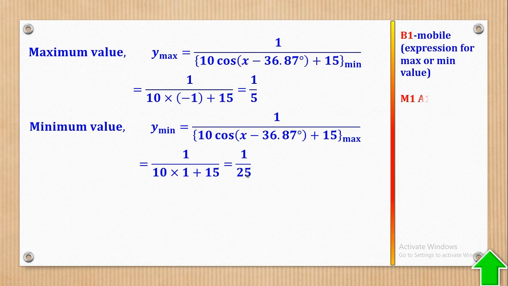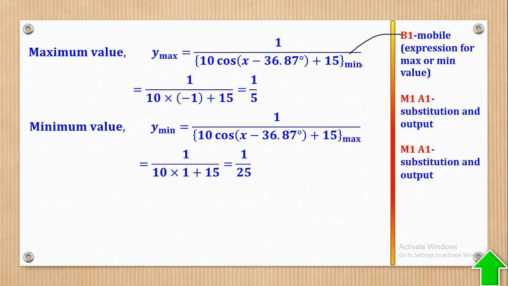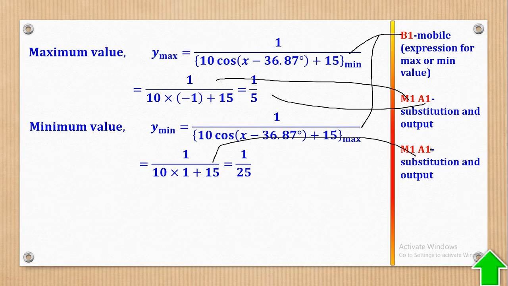Now let's see how marks can be awarded. For you to realize that the denominator must be minimum for maximum value, and also maximum for minimum value is B1. Then M1 for the substitution and A1 for the output, M1 for the substitution, A1 for the output.